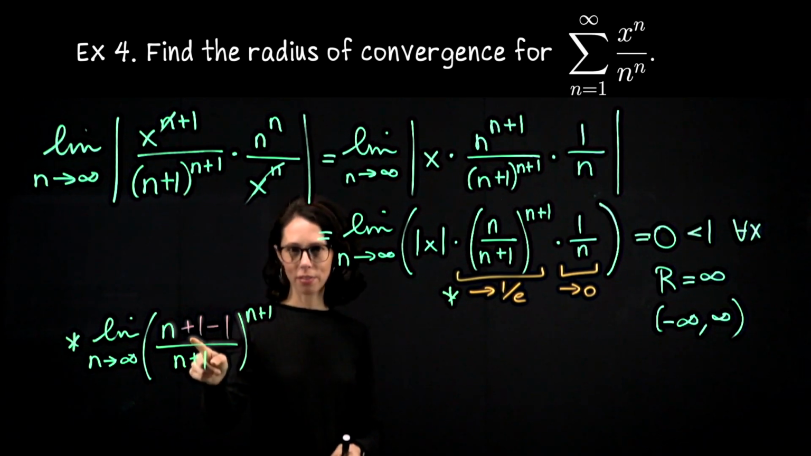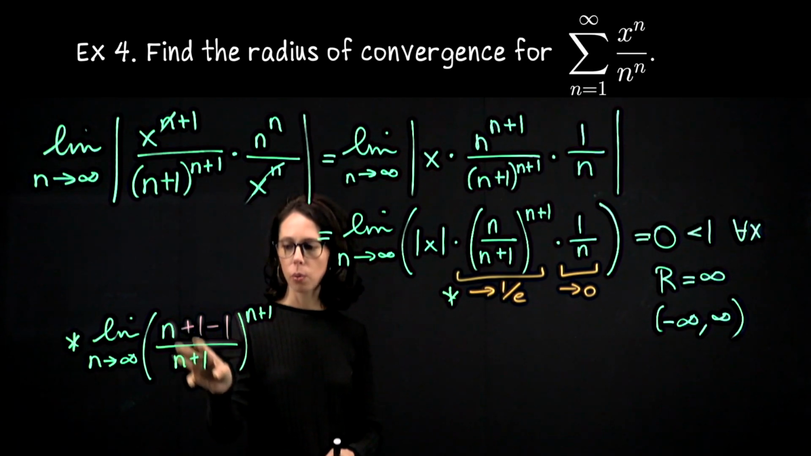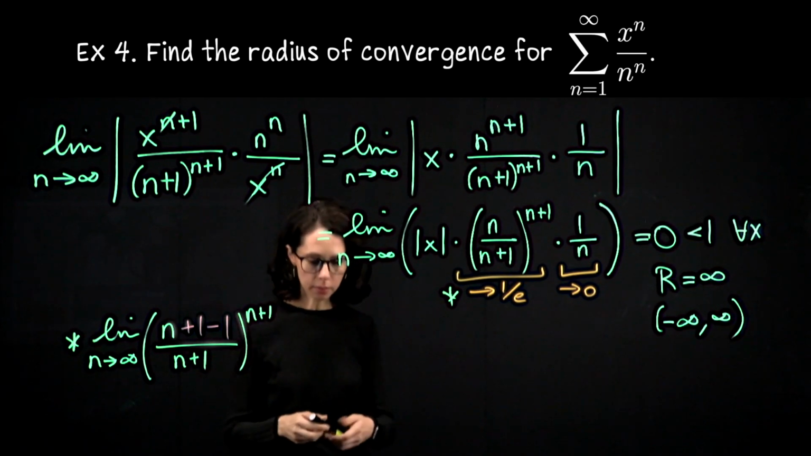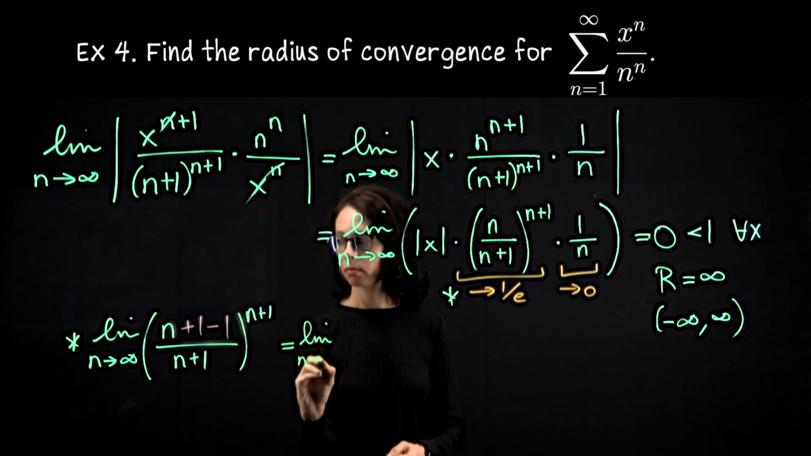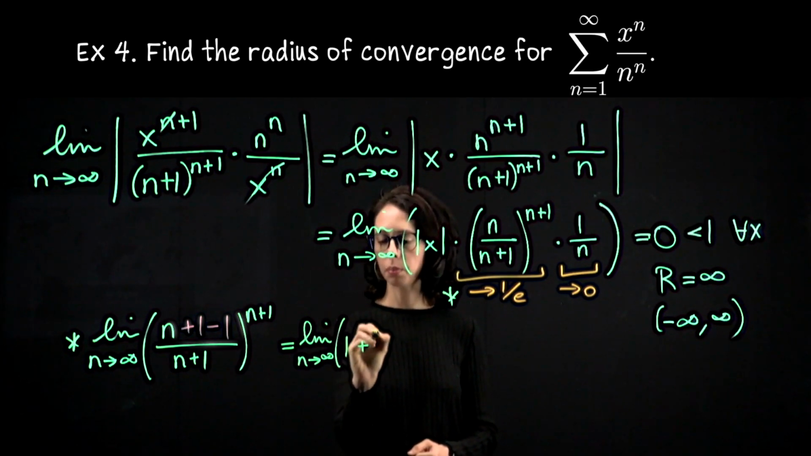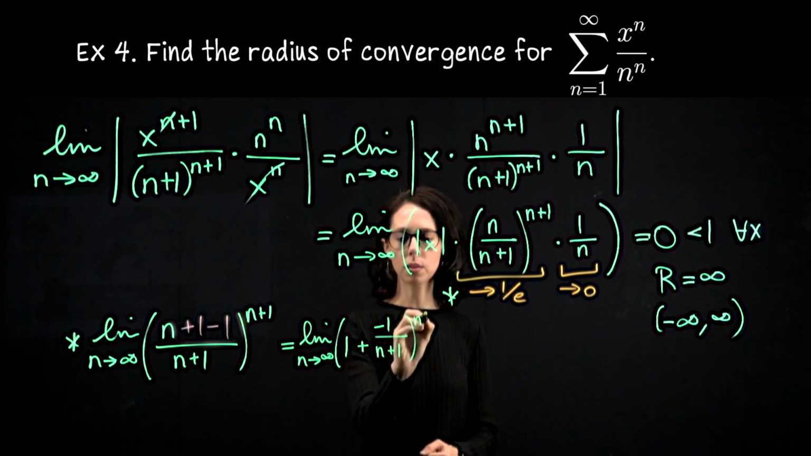The reason why I've added and subtracted 1 from the numerator is I'm going to break this fraction into 2 pieces. We'll have n plus 1 over n plus 1, that's just 1, minus 1 over n plus 1. Let me write 1 plus negative 1 over n plus 1. This whole thing raised to the n plus 1.